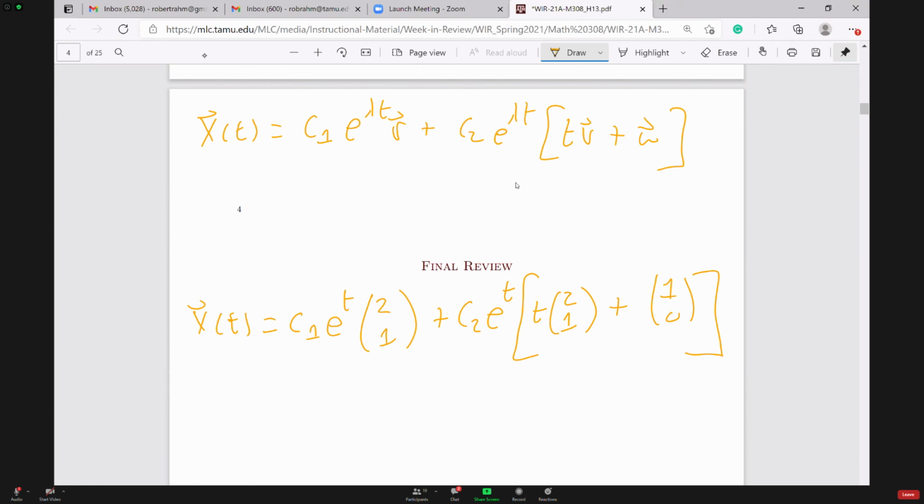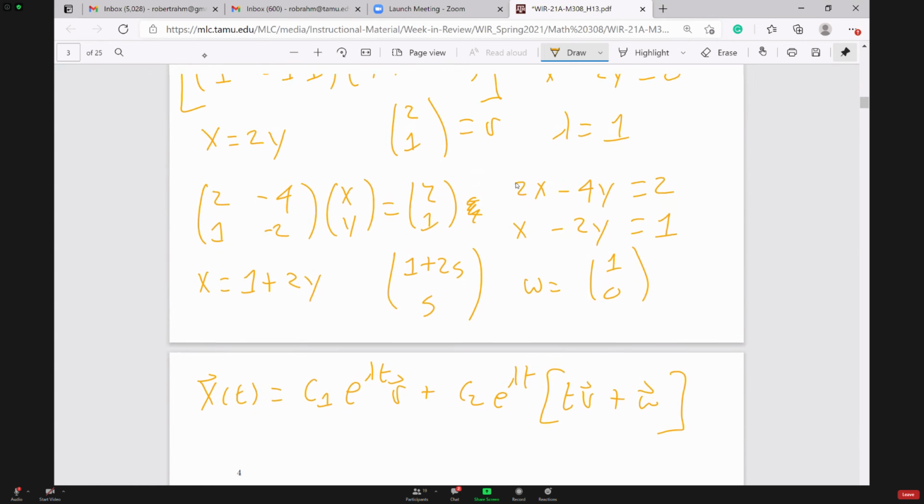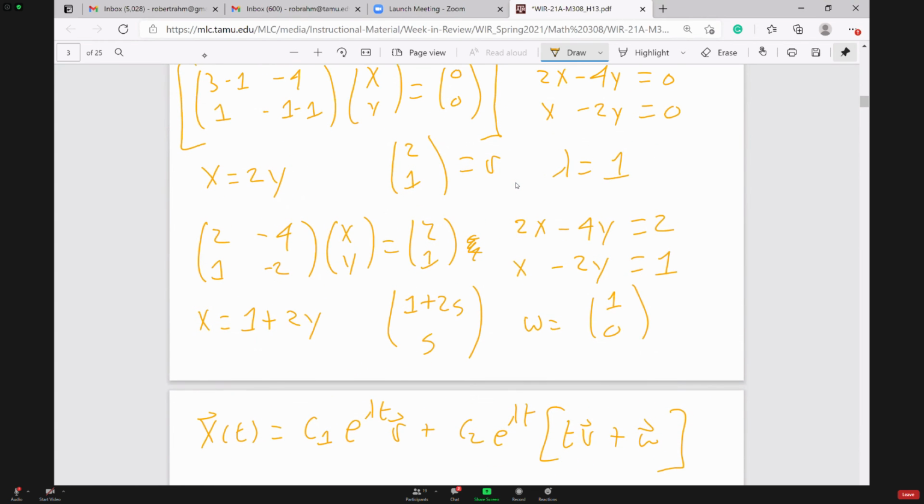I guess quick question on w. We used 1 plus s on top and s on the bottom. If we basically solve for y, would 2s on top and s minus 1 on the bottom also yield a valid w? Yeah, that also works.